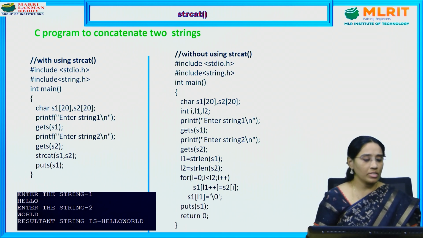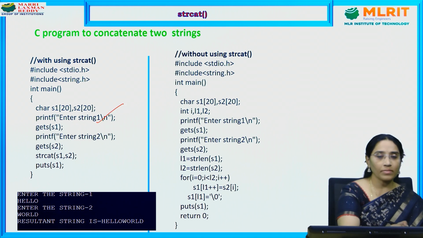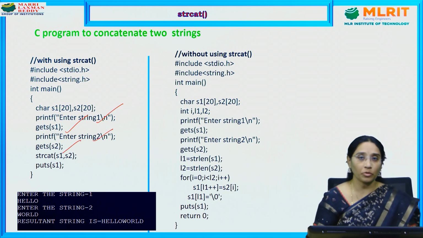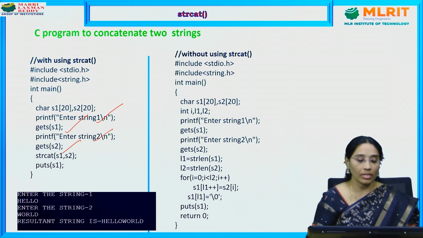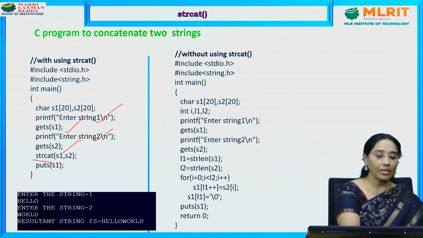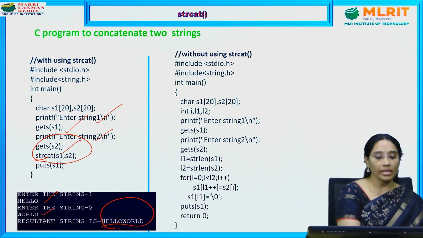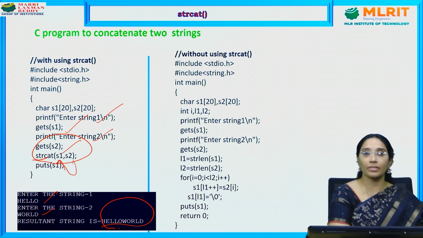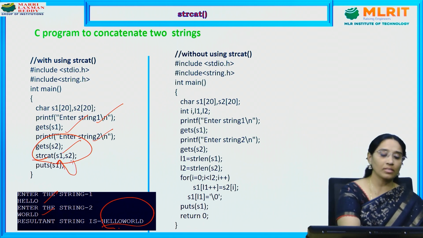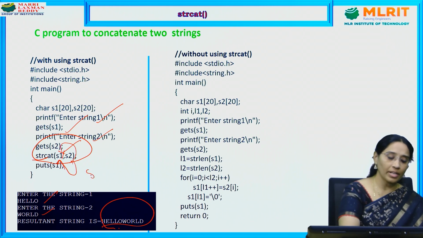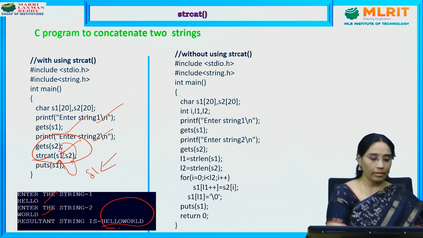Here, if you see the example, enter the first string, gets of s1. Enter the second string, gets of s2. gets is an input function. Here we are giving the inputs as s1 and s2. Two strings are given as input, and strcat of s1, s2. Hello world. So the output is hello world after combining. The second string is combined to the first string because s1 is always the source string. After s1, the second string will be added.